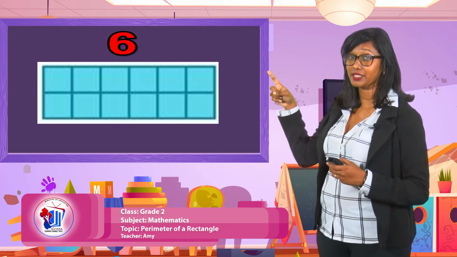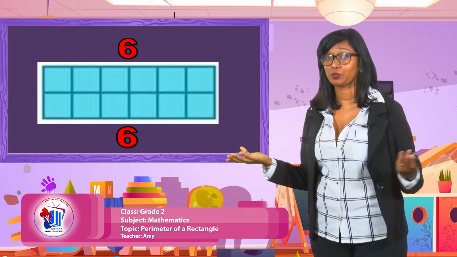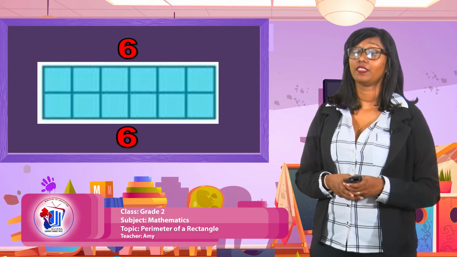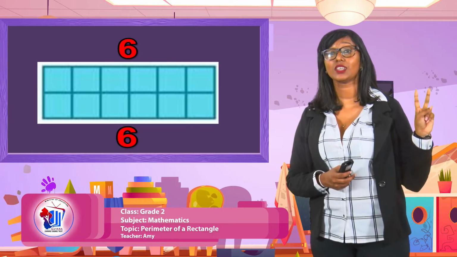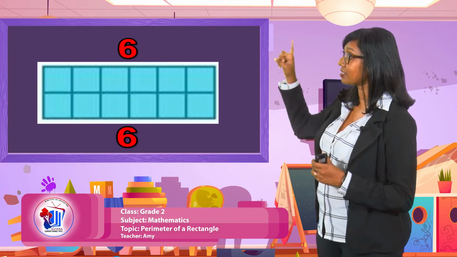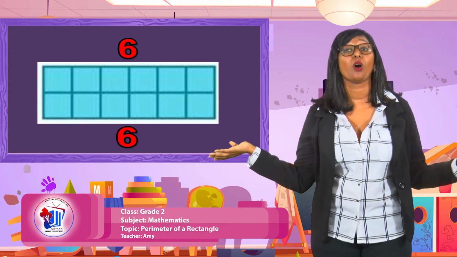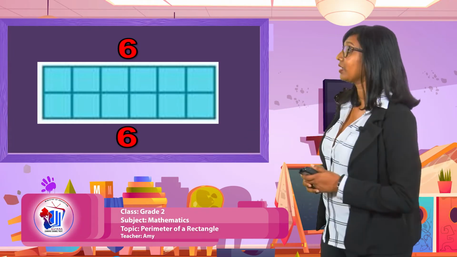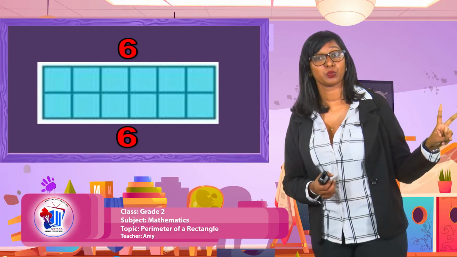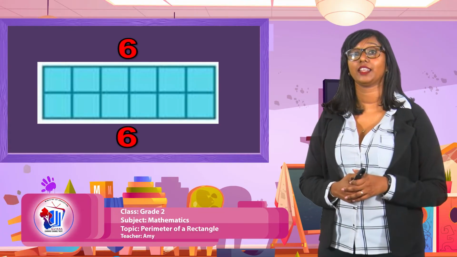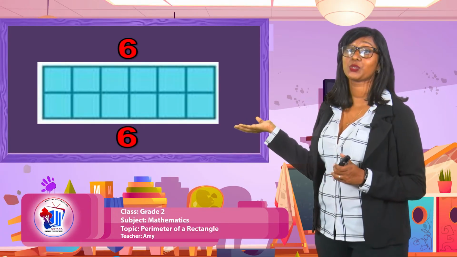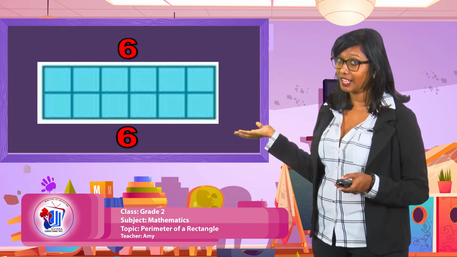Now, if the top is 6, therefore the bottom will also be 6 because a rectangle has 2 equal sides. So the top and the bottom, they are equal. So if one is 6, the other will also be 6. Now we found 2 measurements. It is time for us to find the measurement for the 2 sides of the rectangle.